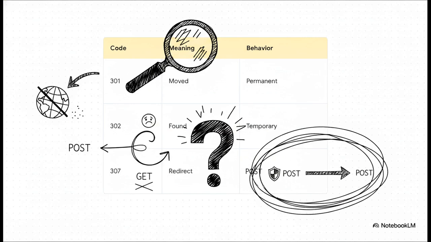But look at 302 and 307. They both mean a temporary move. However, 302 has this quirky, kind of dangerous behavior where it might internally change your strict POST request into a GET request during the redirect. You definitely do not want that method changing if you're sending sensitive data. That's exactly why 307 exists. It strictly guarantees your HTTP method stays exactly the same. POST stays POST. It is, for sure, the safer option.